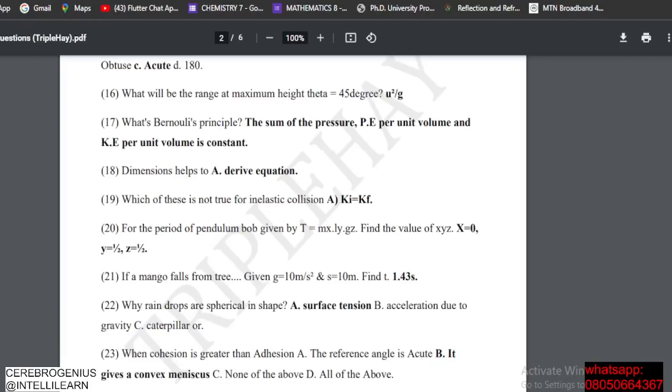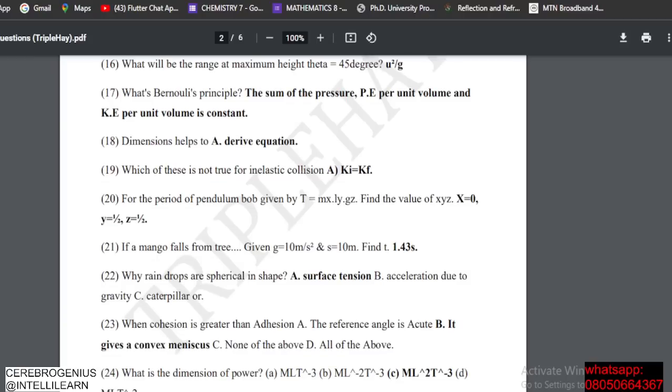So what's Bernoulli's principle? The sum of pressure, potential energy per unit volume, and kinetic energy per unit volume is constant. That's correct. Dimensions help to derive equations. That's true. But dimension helps to do many other things also. It's not only to derive equations. You use dimension to derive equations, to check the correctness of equations, and to know if two or more quantities are related. So there are many things that you do with dimension. It's not only to check correctness of equations, but maybe because this is the one that is in the option, that's why they decided to pick this.